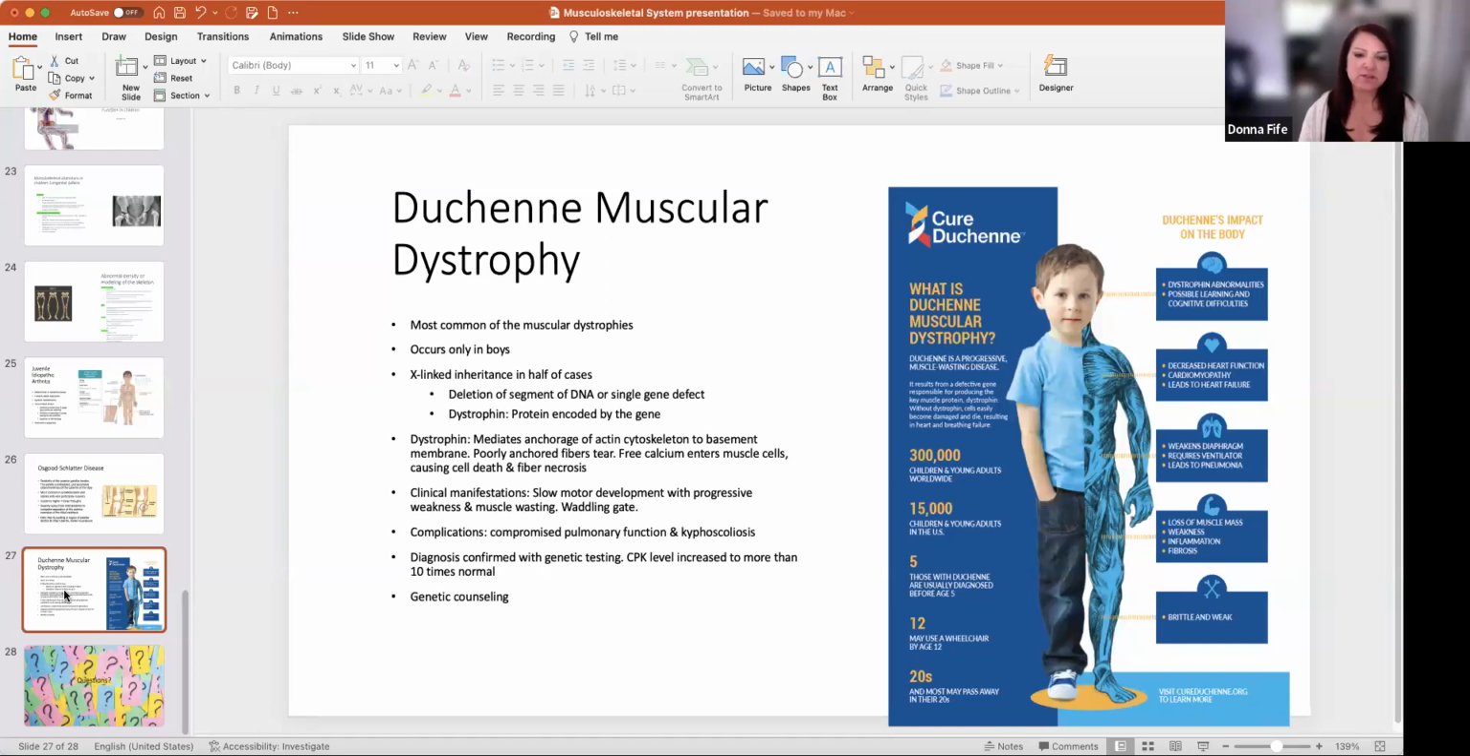Clinical manifestations: slow motor development with progressive weakness and muscle wasting, and the patient may have a waddling gait. Complications include compromised pulmonary function and kyphoscoliosis. Diagnosis is confirmed with genetic testing. The CPK level is increased to more than 10 times normal with diagnostics. Genetic counseling is indicated in patients with Duchenne muscular dystrophy. And this just shows the different areas here that it can impact the body.